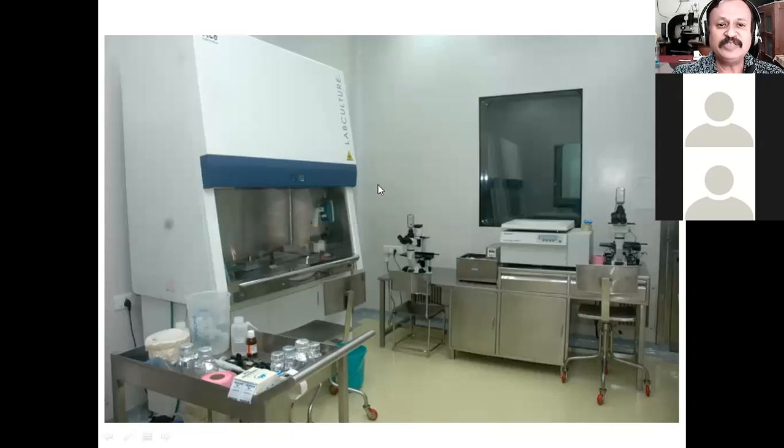Okay, this is another image showing a very sophisticated laboratory. This is actually a laboratory where I was working during the year 2005 to 2009. I was working in a private company in Mumbai. The company name was Yashraj Biotechnology Limited. And here we were working with cell lines, animal tissue culture. And there I was using this biosafety cabinet.